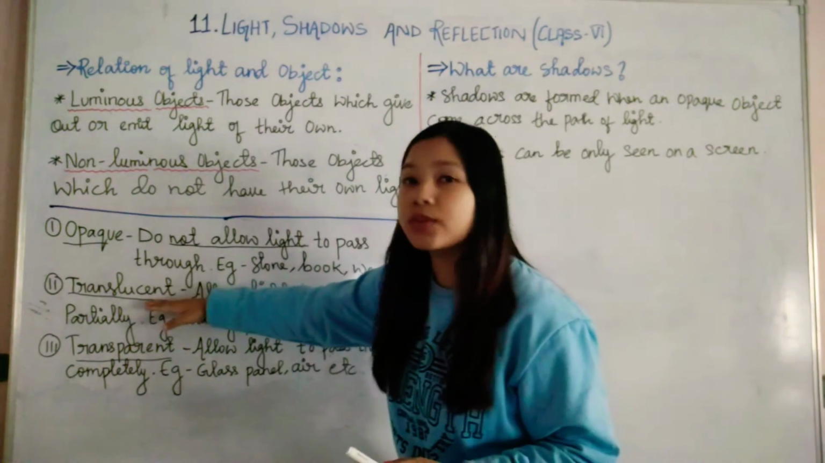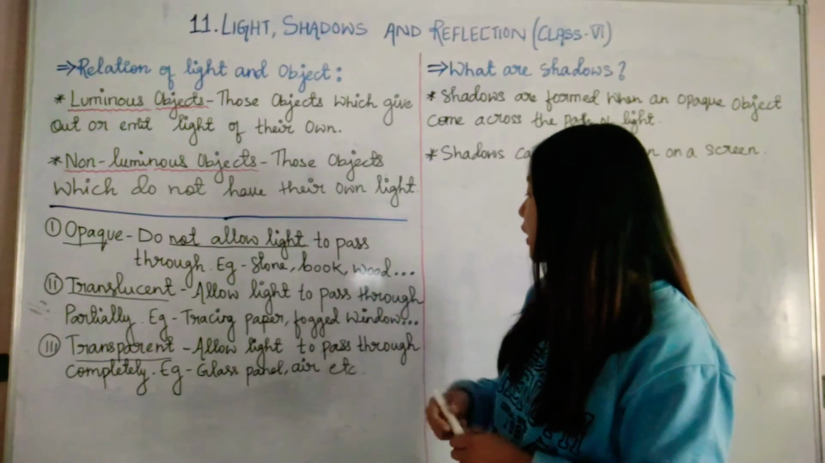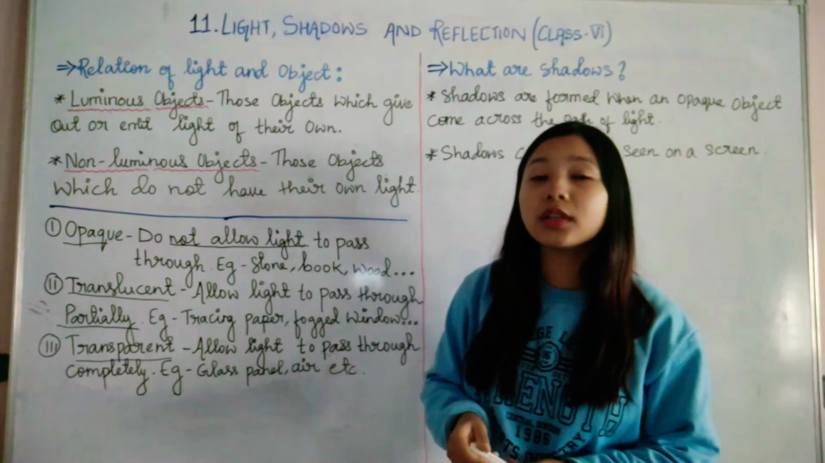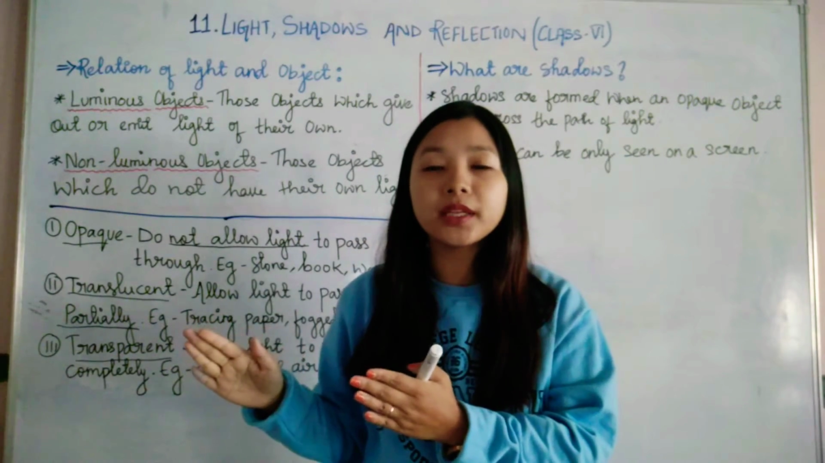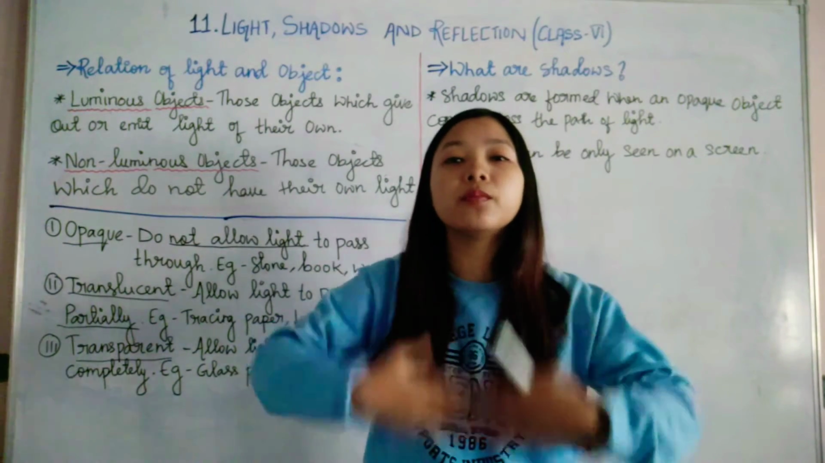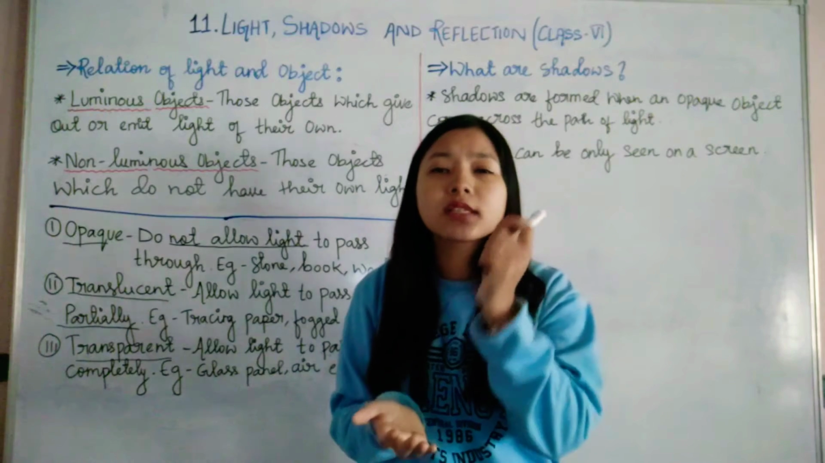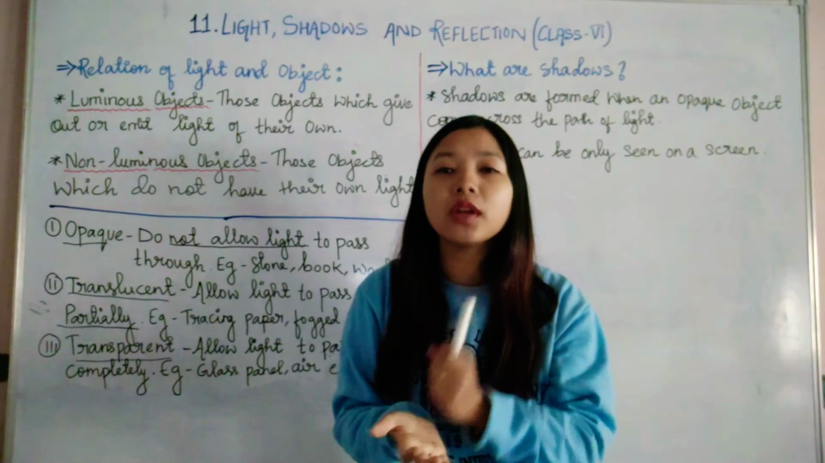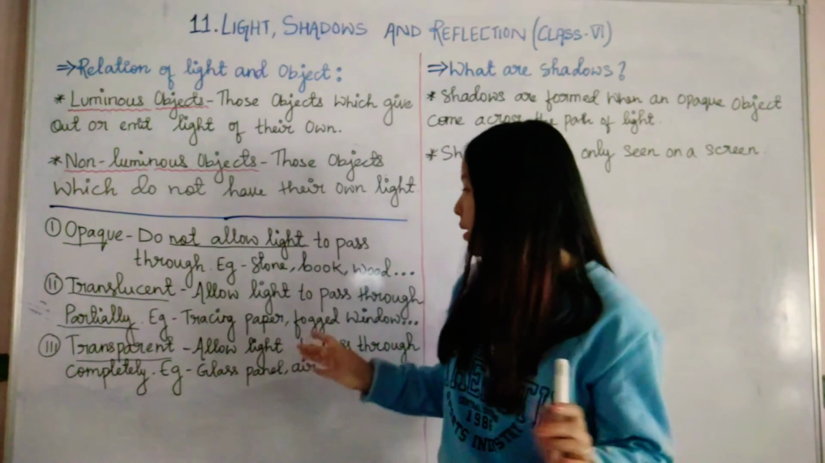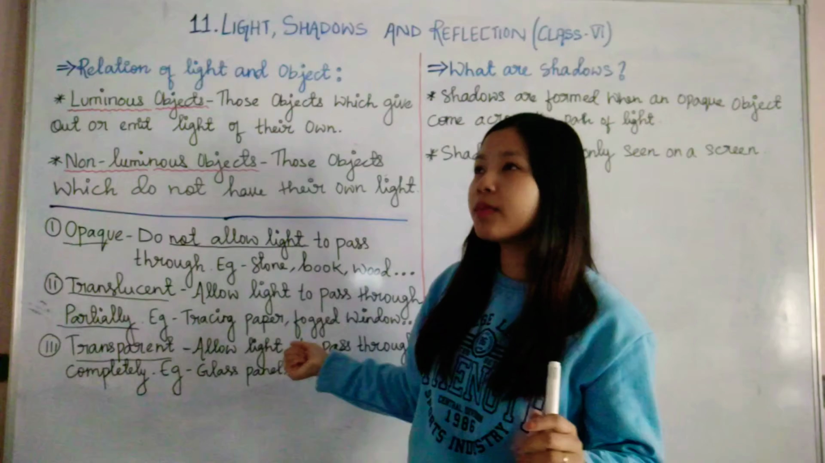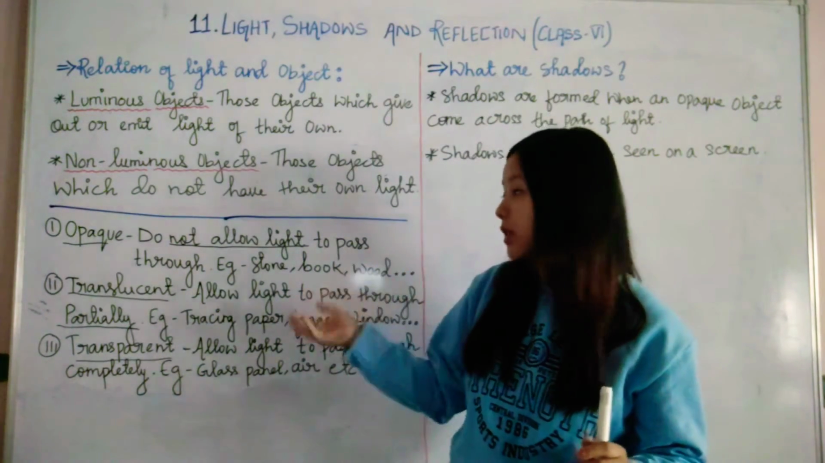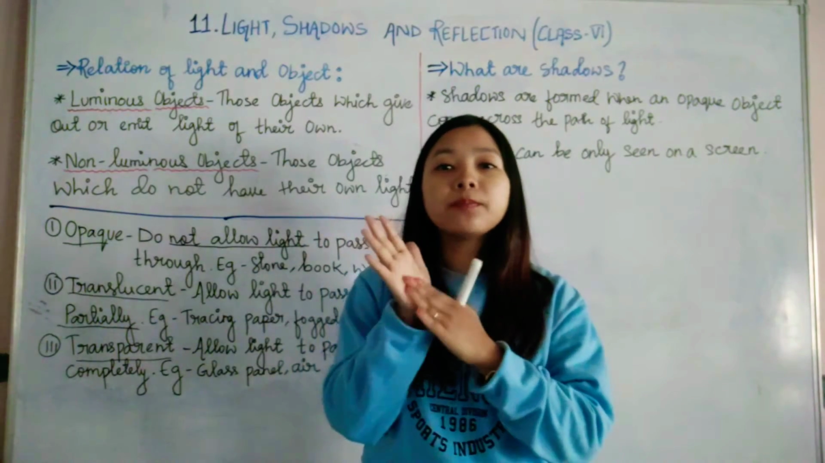Next is translucent. Translucent objects allow light to pass through them, but only partially. They don't let the light pass through completely. Some of the light rays will be allowed to pass through them and some will be blocked. For example, tracing paper, fogged window. Or you can understand it from an oily patch on a paper.